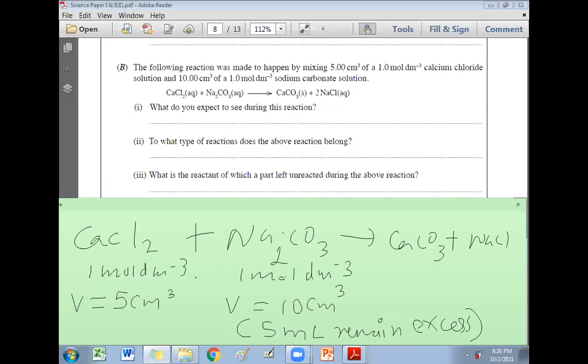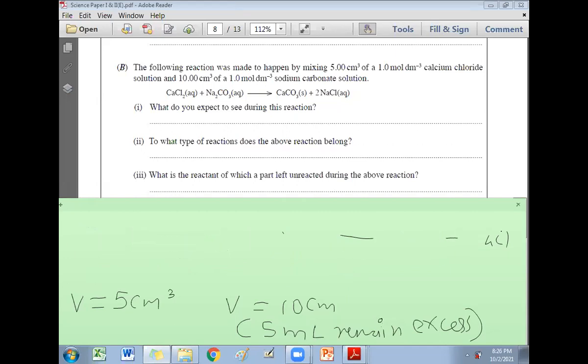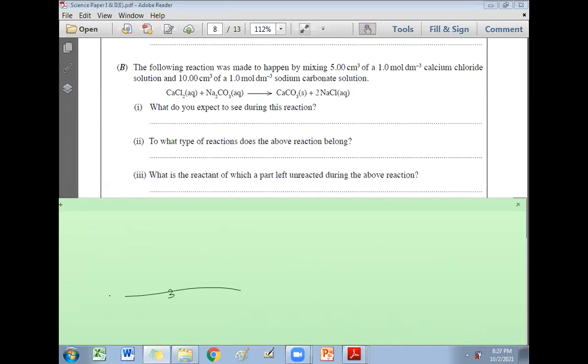How many? 5 ml left on. If you only write within bracket, 5 ml of sodium carbonate remain unreacted. That is the answer for part 3. You don't need to give explanation. In the exam, you can just write the answer for part 3. The answer will be just sodium carbonate, Na2CO3.